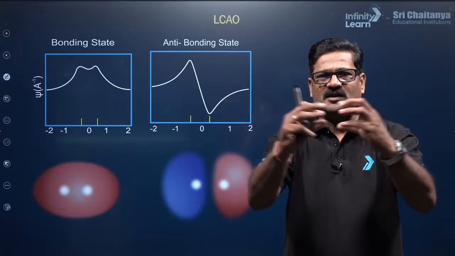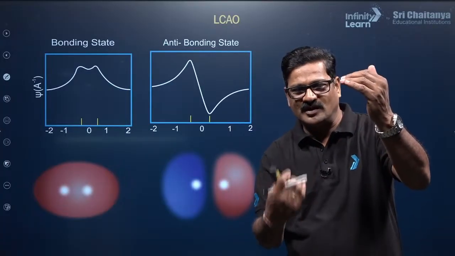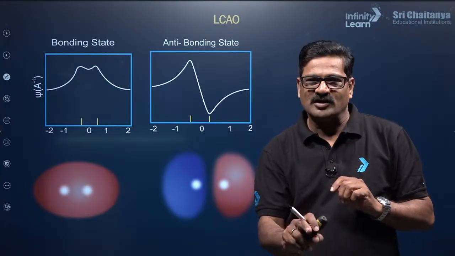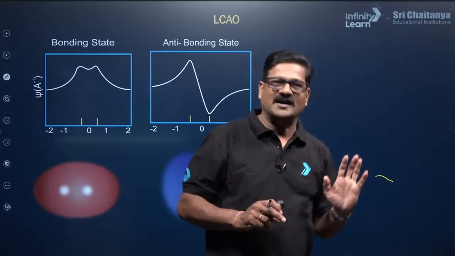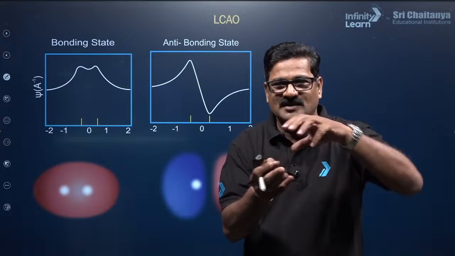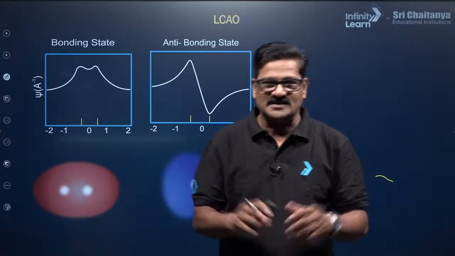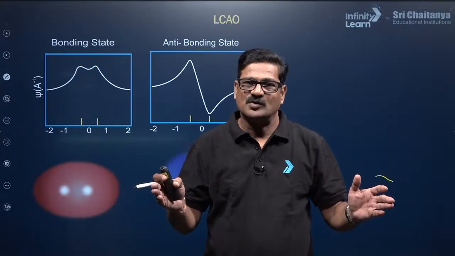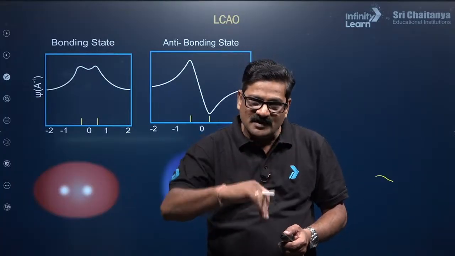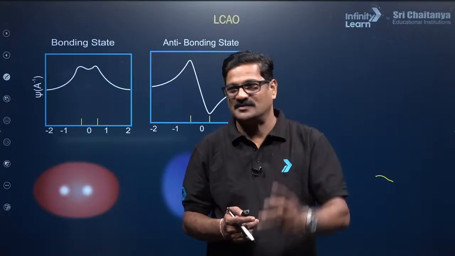When atomic orbitals combine, you are going to get a molecular orbital with low energy and one with higher energy. Low energy is called bonding molecular orbital, high energy is called anti-bonding molecular orbital. So the number of atomic orbitals combined is equal to the number of molecular orbitals formed. Simple. Just like atomic orbitals have electrons, molecular orbitals also have electrons. So these electrons are filled in the molecular orbitals according to Aufbau rule, Pauli's rule, Hund's rule.